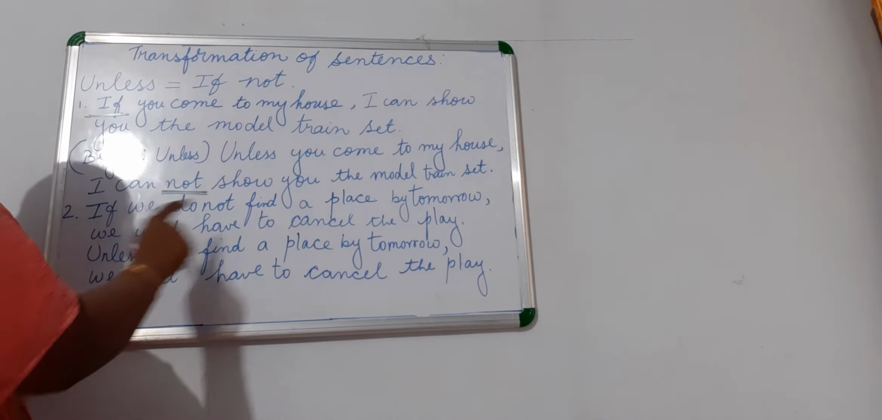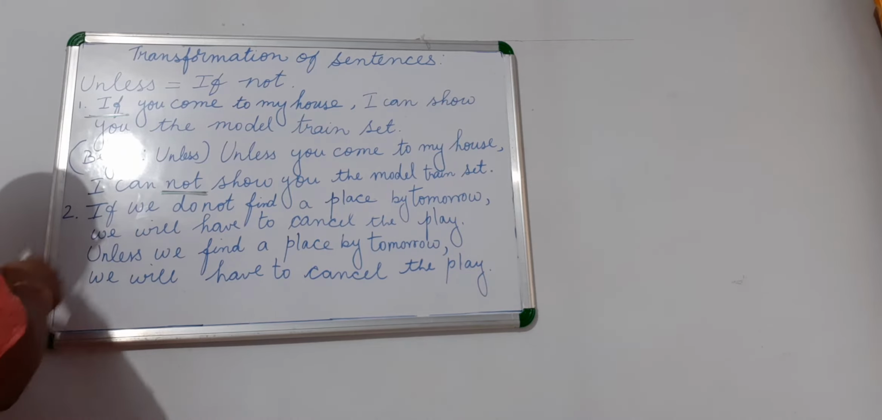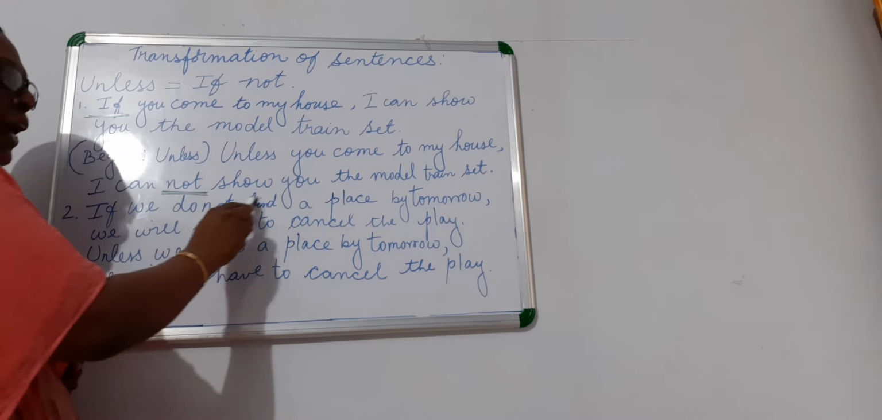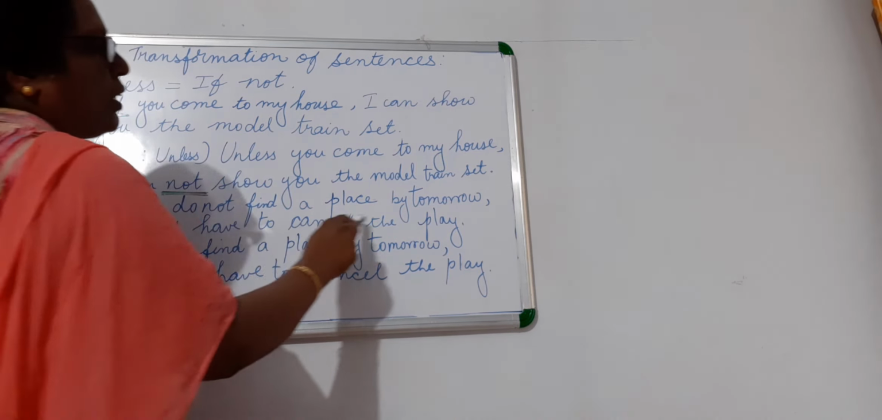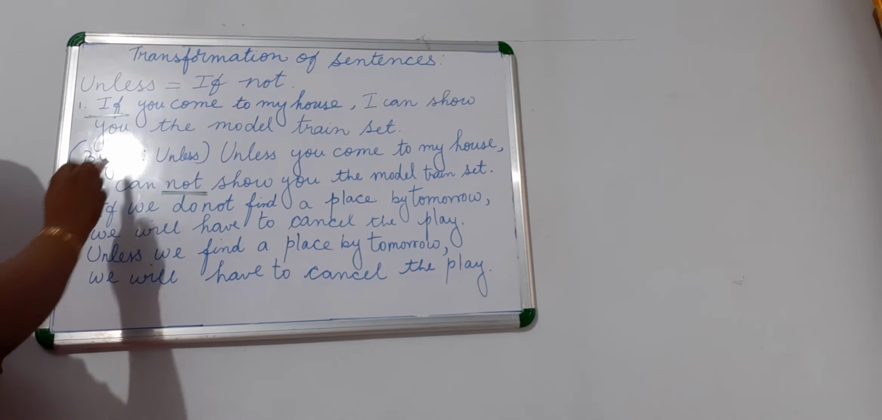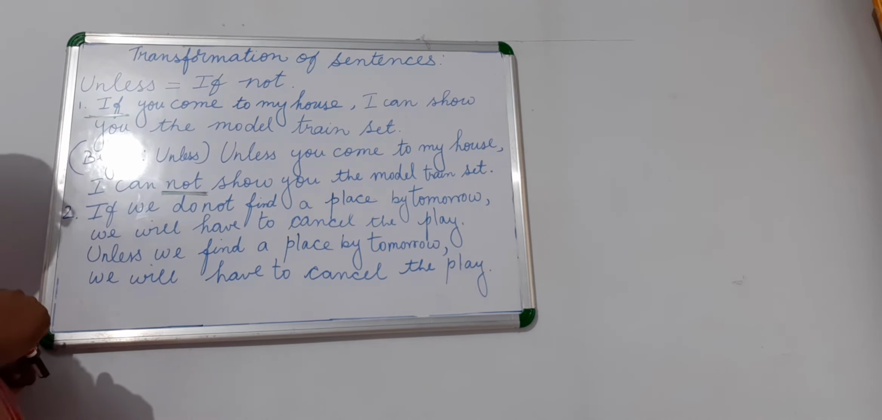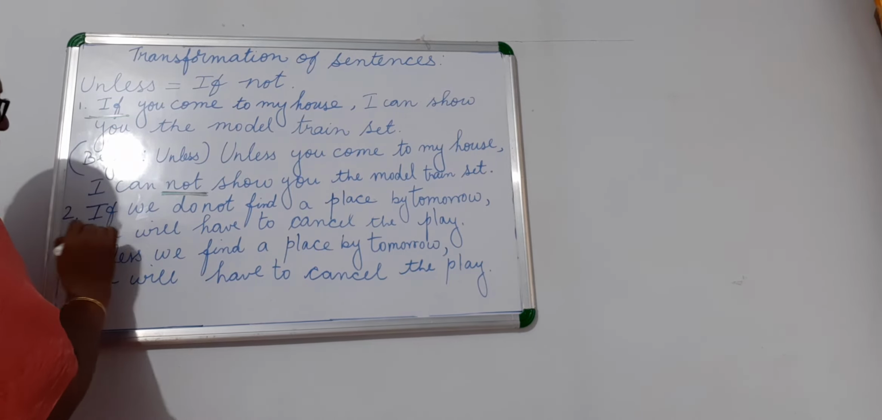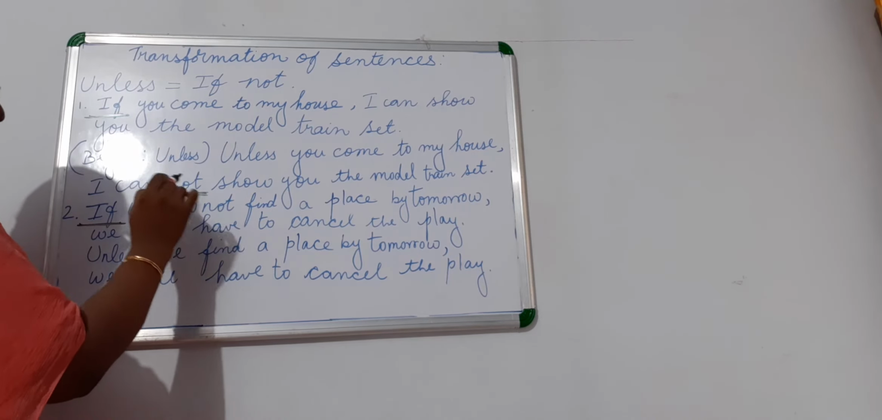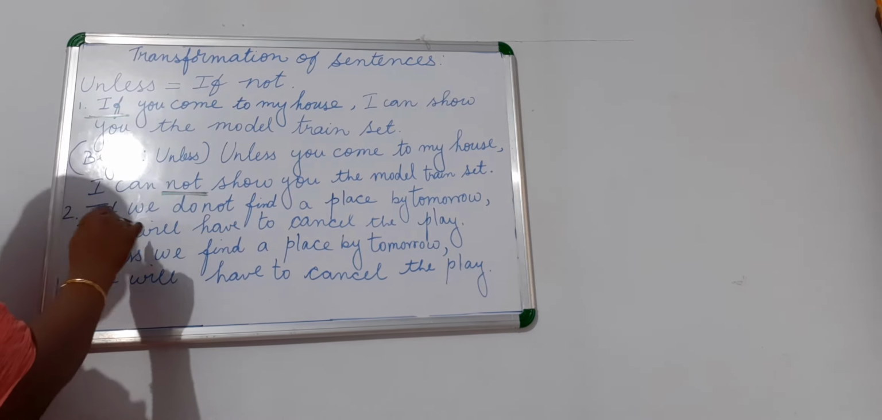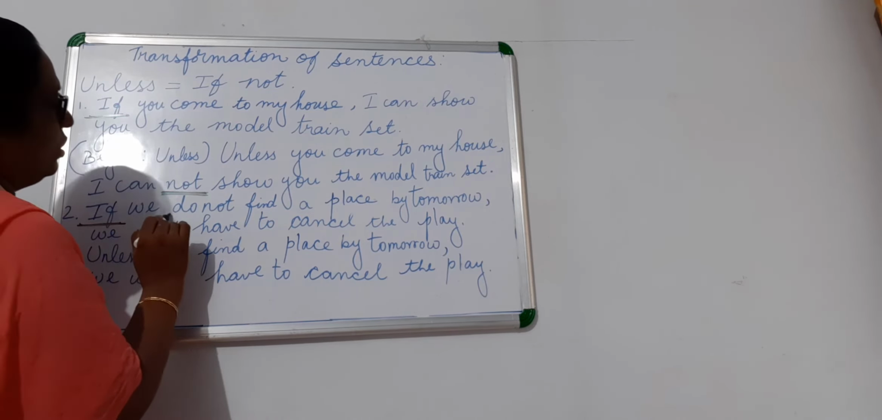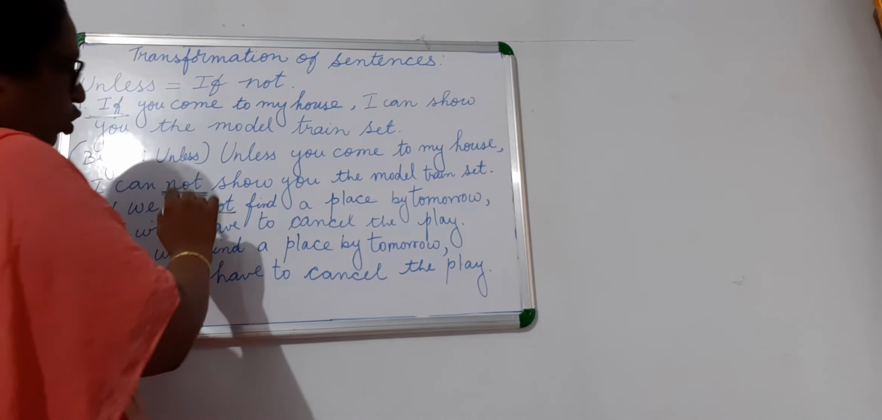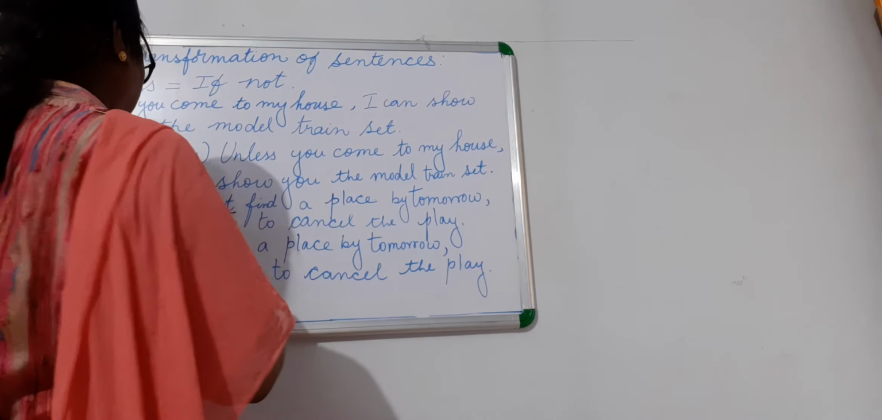So the second sentence, let us read and understand. If we do not find a place by tomorrow, we will have to cancel the play. Now, the same way you have to begin the sentence with unless. As I said, in the first sentence there is no not, so you added not in your answer. But in the second sentence, I have used if and do not. That means not is there. That do not says that this sentence is in the present tense.